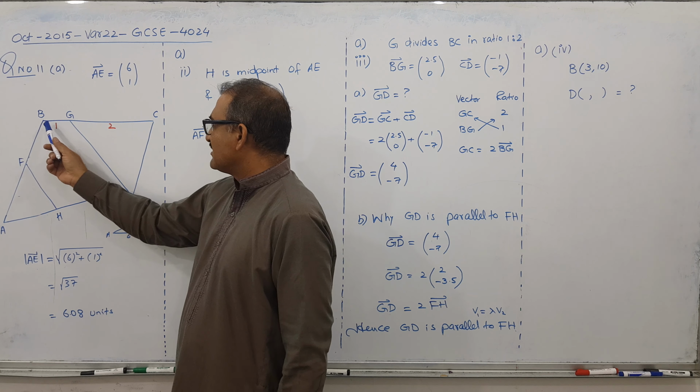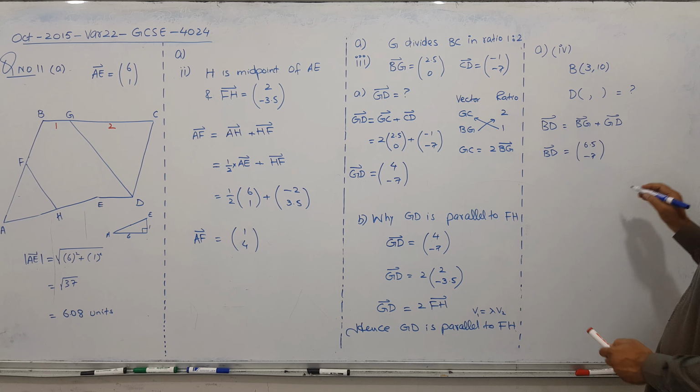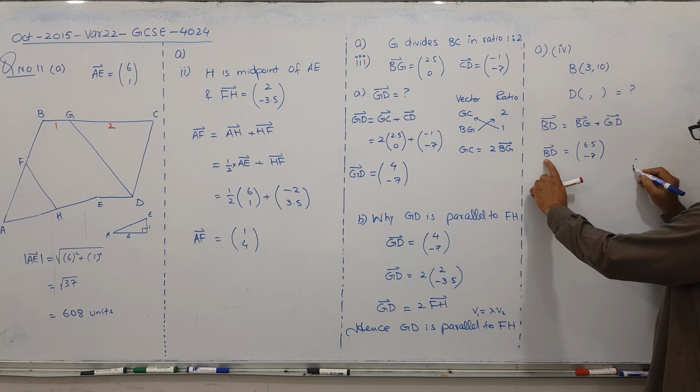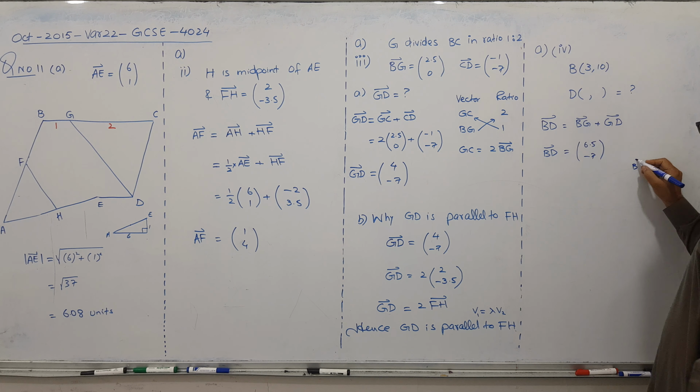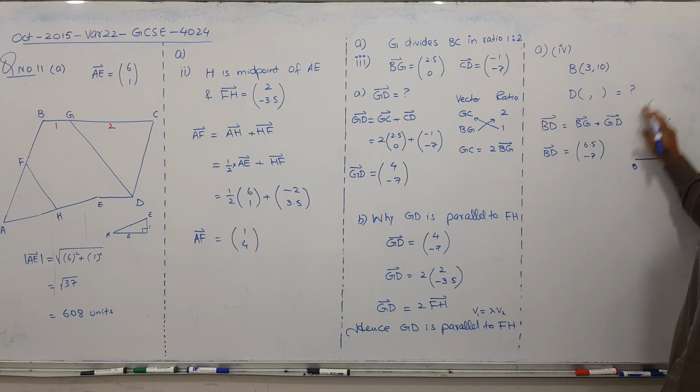So BD I got it. But now, the B coordinate we have and D we want to find. Okay. We have many ways, but the best technique is starting from B. Let's say this is B. Okay, 3, 10. So 3 is here and 10 is here. So this is called D, for example, BD. Okay. So this is called the head to tail rule. Okay, I make this easy for you.